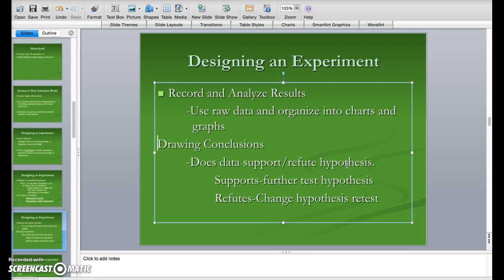If the data rejects the hypothesis, then you simply go back and you first look for experimental errors. If there aren't any experimental errors, then you'd want to go back and come up with a different hypothesis. So you'd want to modify your hypothesis and then retest it and see whether the data will support or reject it.